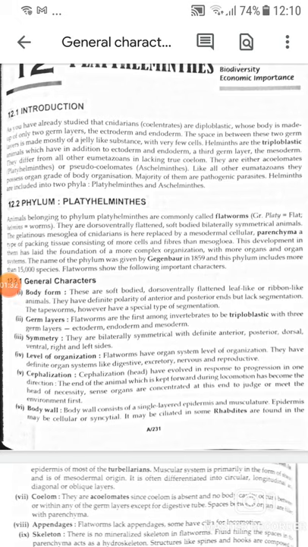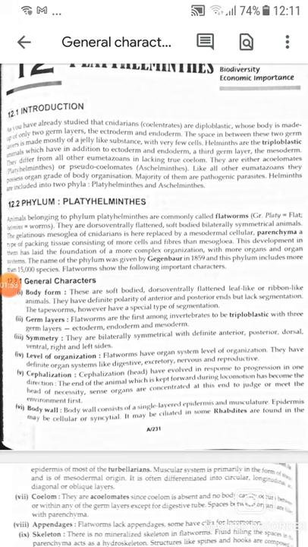Okay, next is the germ layers. Kitni germ layers hoti hain iske andar? The animals in the phylum Platyhelminthes are triploblastic, meaning there are three germ layers present. These are ectoderm, endoderm and mesoderm.